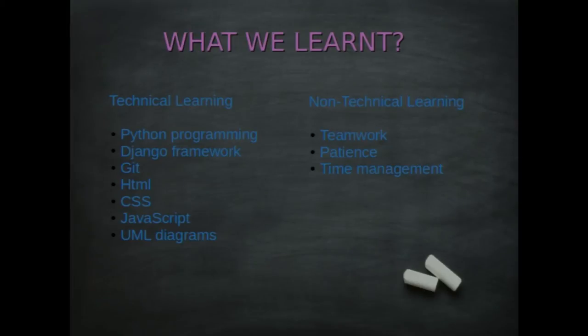Now, the things that we learned. First, the technical learning: we learned Python programming, Django, Git, HTML, CSS, JavaScript, and UML diagrams. Coming to the non-technical learning, we learned to be a team player and work in a team. Patience was a major thing we learned, and we also learned time management at IIT Bombay during the course of the project.